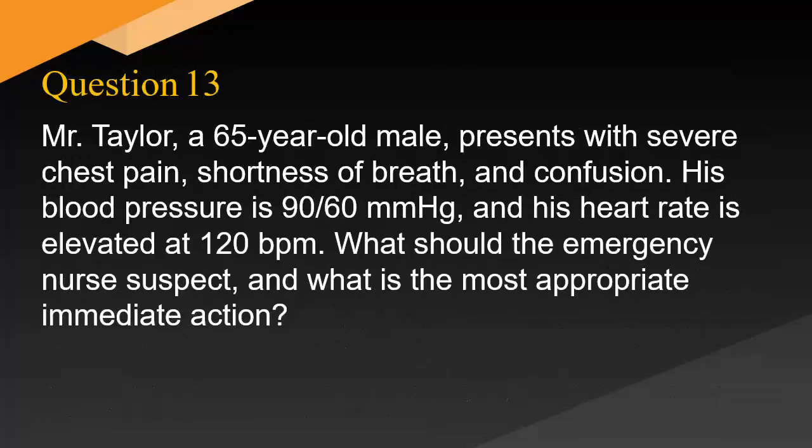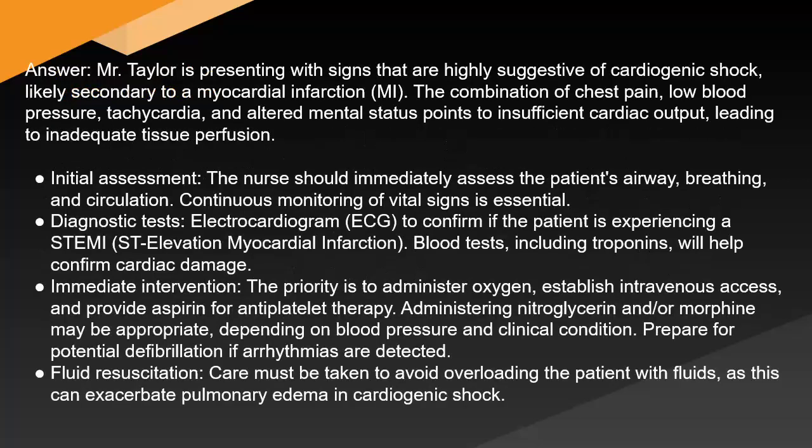Mr. Taylor, a 65-year-old male, presents with severe chest pain, shortness of breath, and confusion. His blood pressure is 90/60 mmHg and his heart rate is elevated at 120 bpm. What should the emergency nurse suspect, and what is the most appropriate immediate action? Answer: Mr. Taylor is presenting with signs that are highly suggestive of cardiogenic shock, likely secondary to myocardial infarction. The combination of chest pain, low blood pressure, tachycardia, and altered mental status points to insufficient cardiac output, leading to inadequate tissue perfusion. Initial assessment.